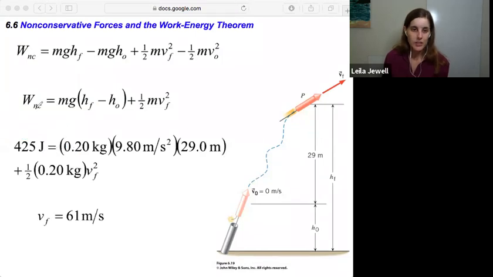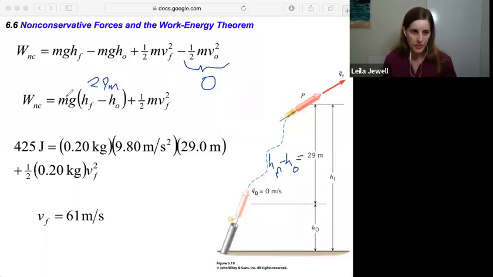So as we look at this, we have our work-energy theorem, and we can notice that since the initial velocity is 0, this term is going to go to 0. The other thing to notice is that they give us the difference in height. So it's not h final, nor is it h initial, but it's actually h final minus h initial is equal to 29. So with that in mind, we're going to group the potential energy terms together. mgh final minus mgh initial. So we can pull the mgh, and then we have h final minus h initial, which is just our 29 meters.